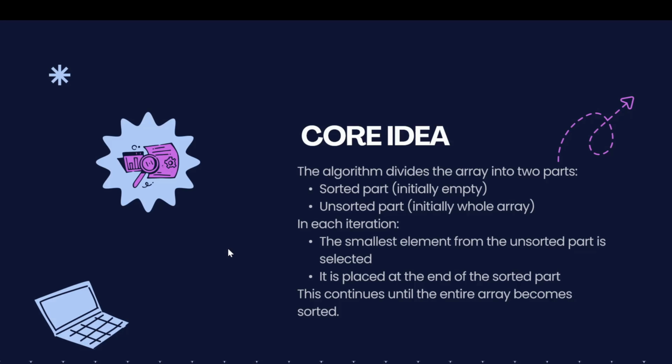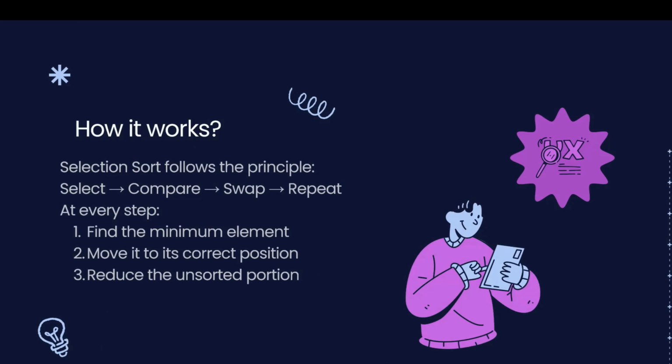And for each iteration, the smallest element from the unsorted part will be selected. After selecting the smallest element, we'll place it at the end of the sorted part. So this will continue until the array becomes sorted. So this is how it works. It follows the principle: we'll select one element, then we'll compare it, then we'll swap it, then we'll repeat it. So this is the algorithm logic we will apply in each step.